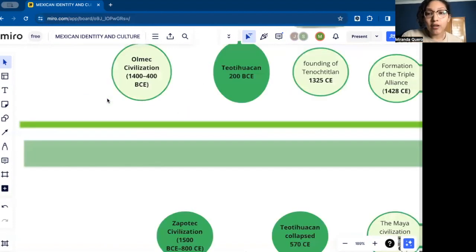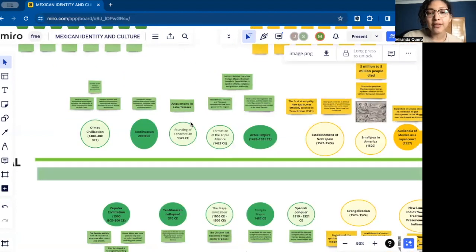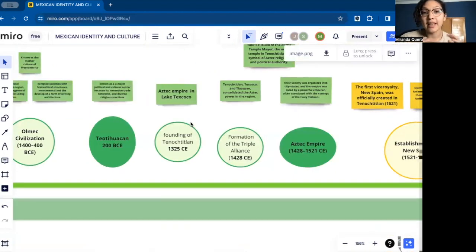One of the most important cultures we can find here is the founding of Tenochtitlan. It was founded in the Lake of Texcoco, the Aztec Empire. It is now where Mexico City is settled, and it was the beginning of everything.